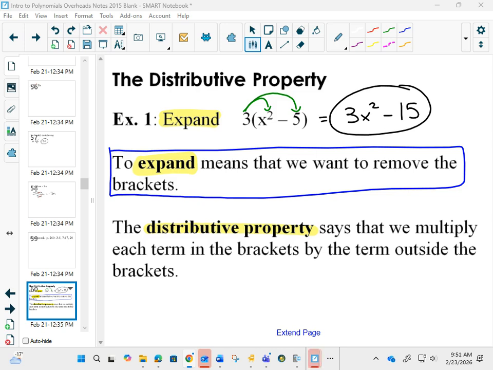Do we have any like terms? Can I put the 3x squared and the 15 together? No. Because we can only add or subtract things that are like terms. So this is the idea.